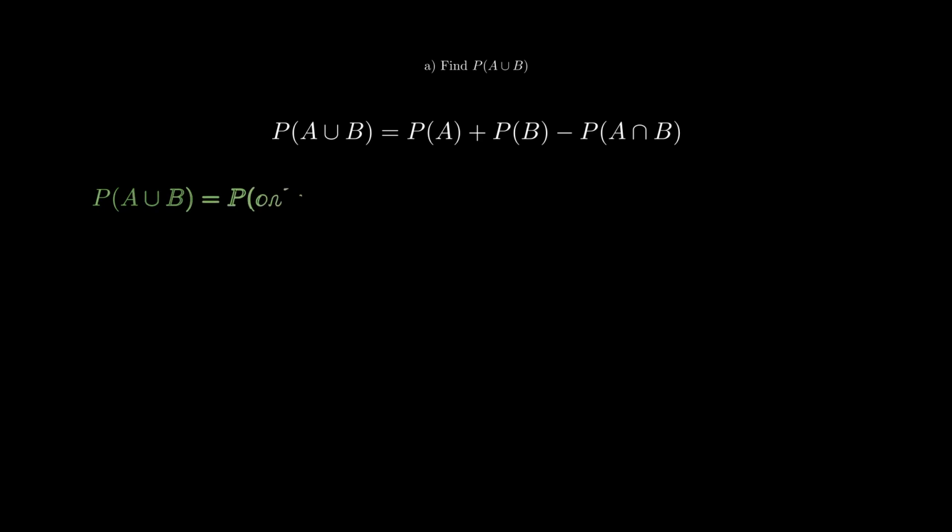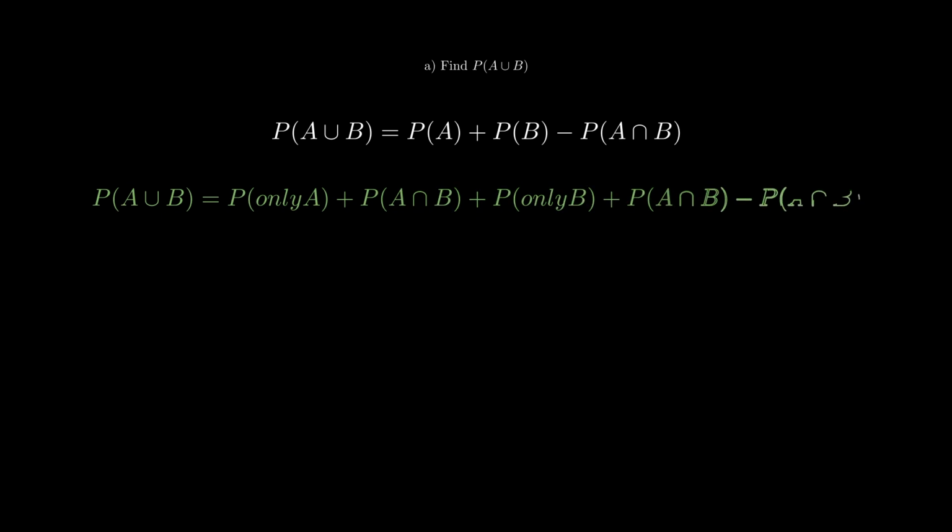So what do we need to write down for the question? For the first part, to find the probability of A or B happening, we write down that the probability of A union B is equal to the probability of A plus the probability of B minus the probability of A and B happening. Now where does this minus probability come from? Well, it comes from the fact that if we split the probability of A into the probability of only A happening plus the probability of A and B happening, and we do the same for B, you can see that the probability of A and B happening gets counted twice.